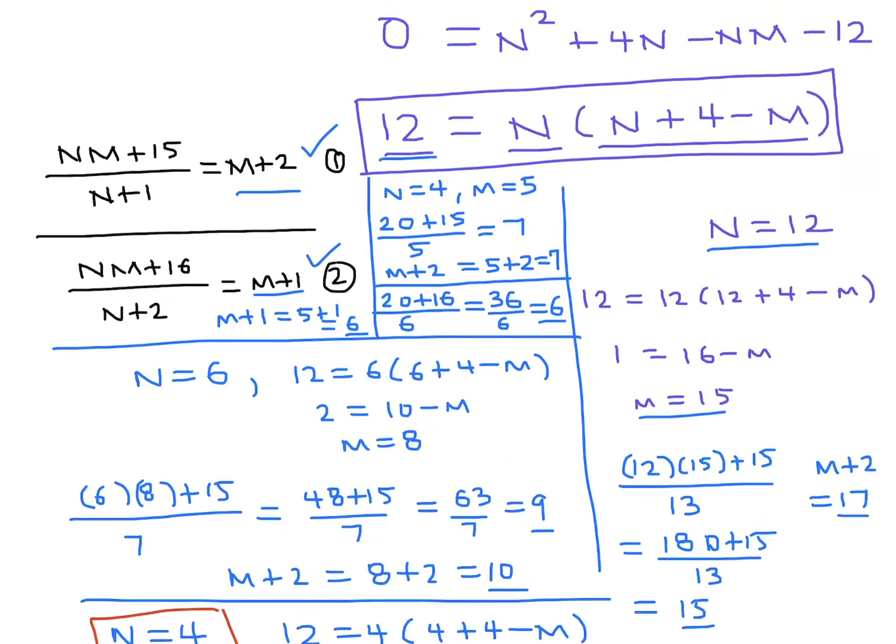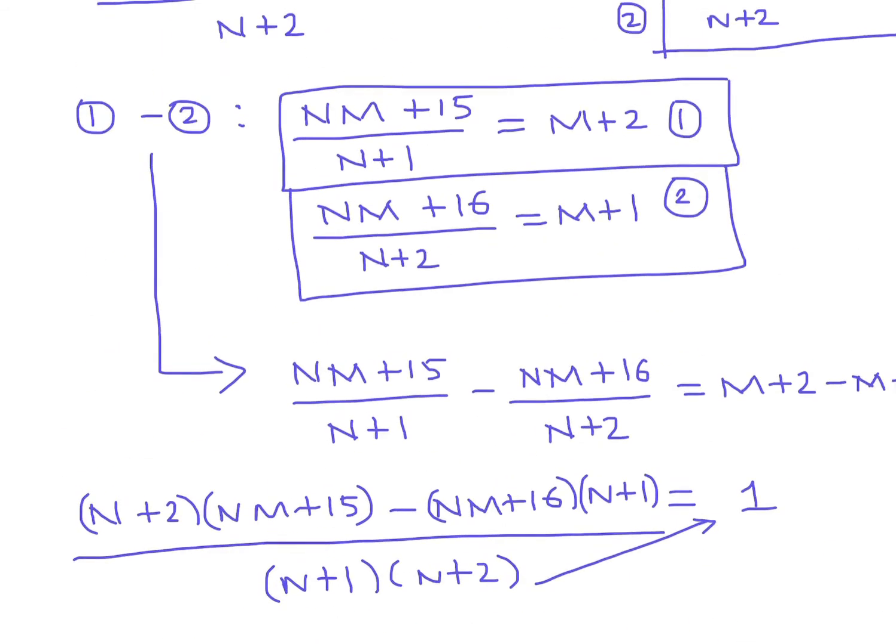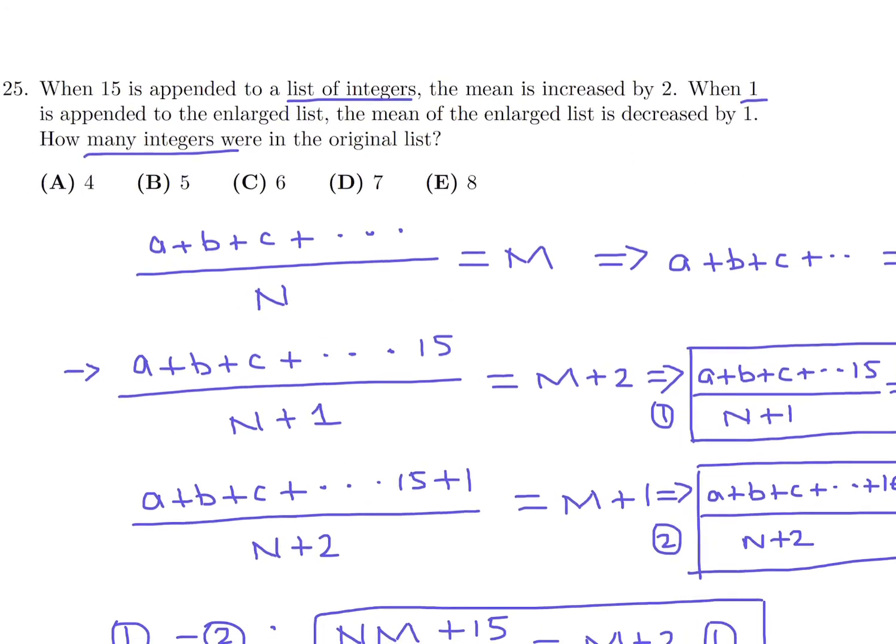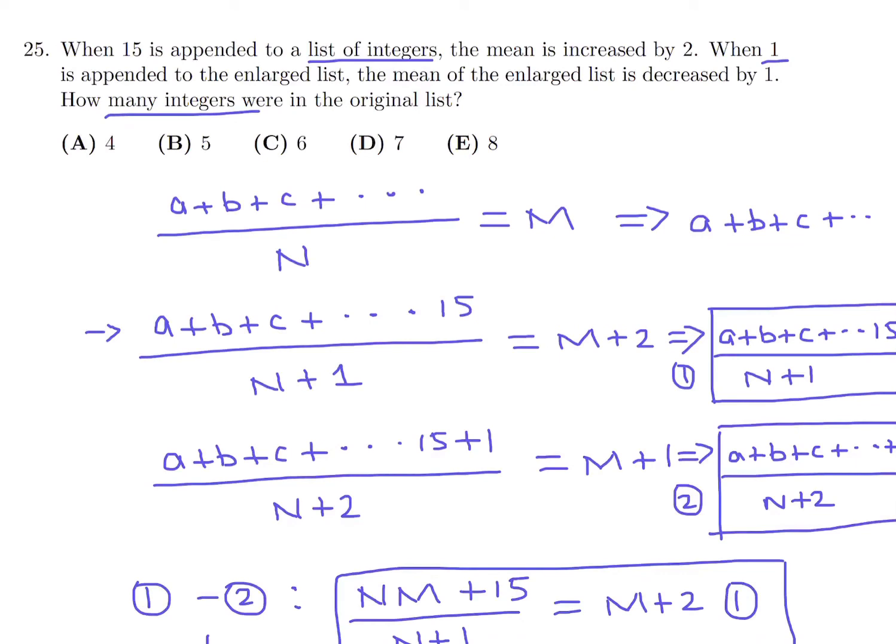n represents the number of integers, I believe. Yeah, how many integers were in the original list? n is 4. So 25 is A.